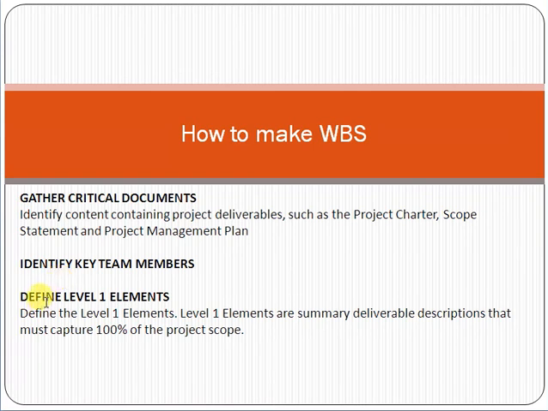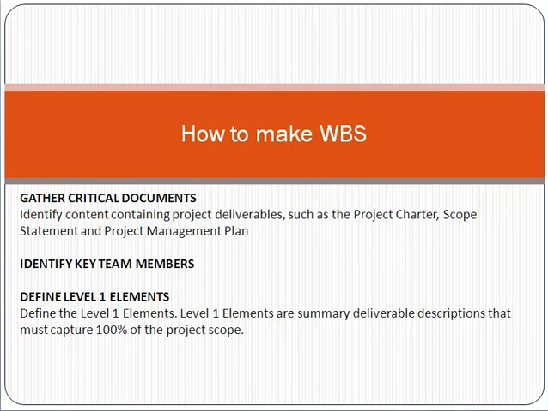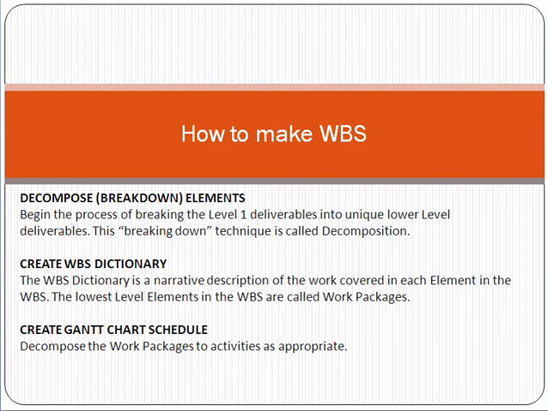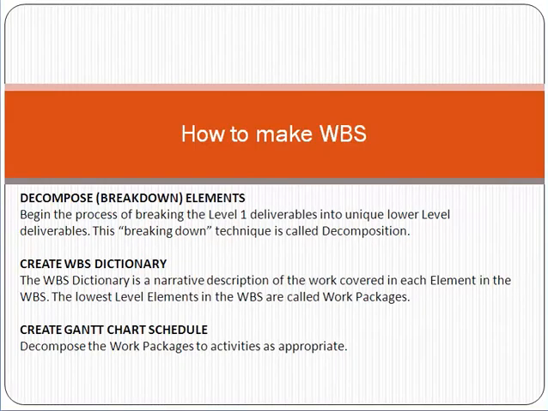Then define the level 1 elements. Level 1 elements means this is level 1, this is level 1. You have to identify those level 1 elements, which are summary deliverable descriptions that must capture 100% of the project scope. Then decompose the elements. Decompose means, friend, for example, you have to work on procurement. So you have to decompose it. Procurement decomposition means it will decompose into electrical, plumbing, HVAC, etc. So you can decompose the work.